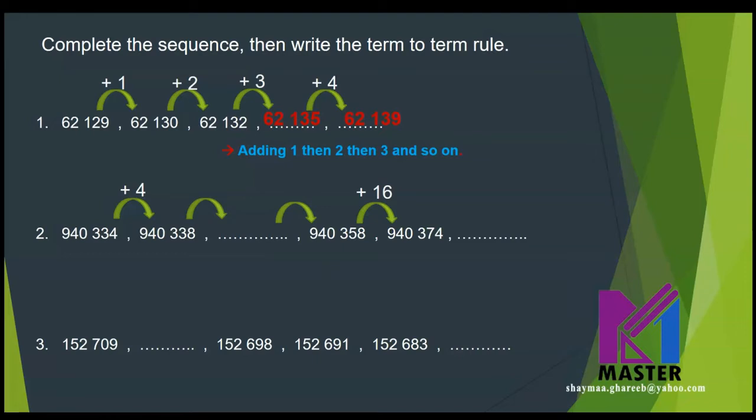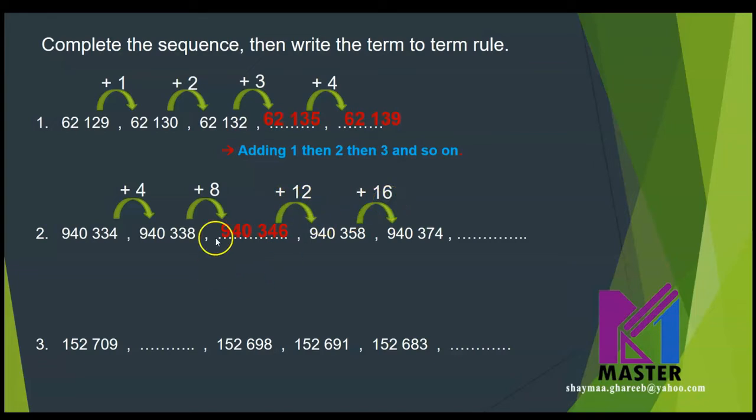But it's so clear that we're adding by 4 or multiples of 4. I added 4, then I will add 8, then I will get this number here, 940,346. Then I'm going to add 12. So it's 4, 8, 12, 16. Now it does make a sequence. It does make a pattern.